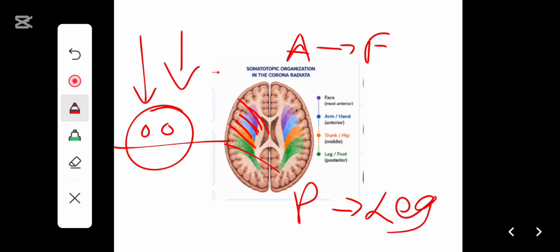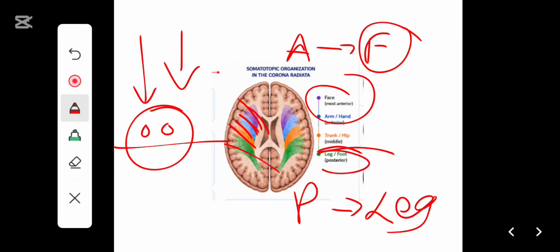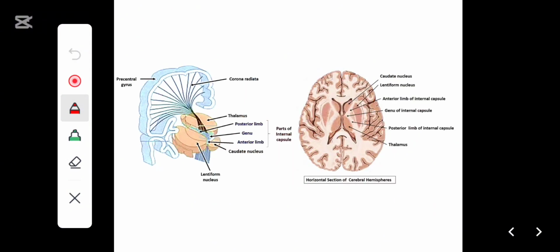But if they tell you it's a complete anterior lesion of the corona radiata, then not only is the face going to be affected, but of course we're going to see the arms being affected as well. If it's a complete lesion of the posterior part of the corona radiata, then not only will the legs be affected, but also the trunk and the hip, and to some extent even the arms, depending on the severity of the lesion. But basically, that's what you're going to have with these two segments.